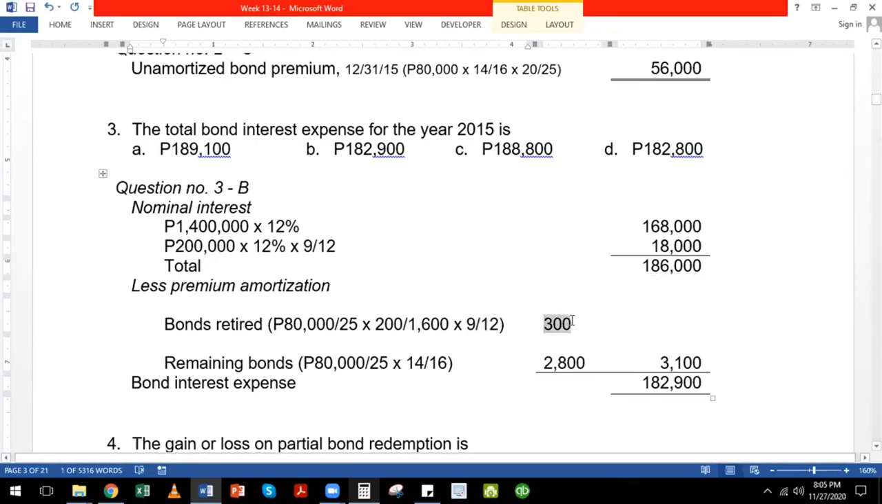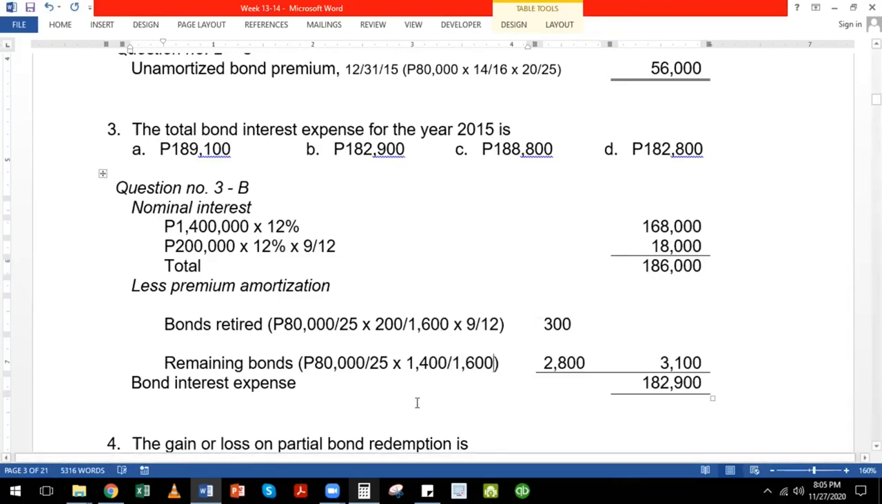So now say 300 na amortization of premium. So pag premium siya, debit ka ng premium, discount premium, dito natin, interest expense. So remaining bonds naman, so as you can see here, the remaining bonds is 80 divided by 25 times bakit 4 over 16. Yes. So 4 over 16 is because 1-4 ang nabilin, di ba? 1-4 and then the total is 1,600,000.